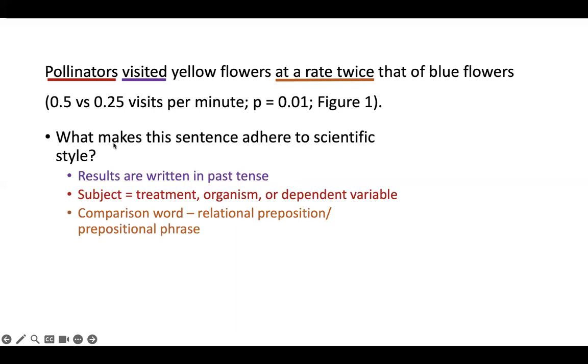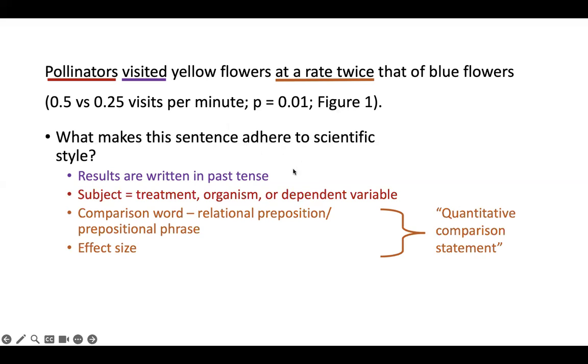Next, it includes a comparison word. So you're comparing between these two groups, in this case, two treatment groups, blue and yellow flowers. And you're also including an effect size, being the relative difference between groups, in this case, twice the visitation rate. And we can call this a quantitative comparison statement.